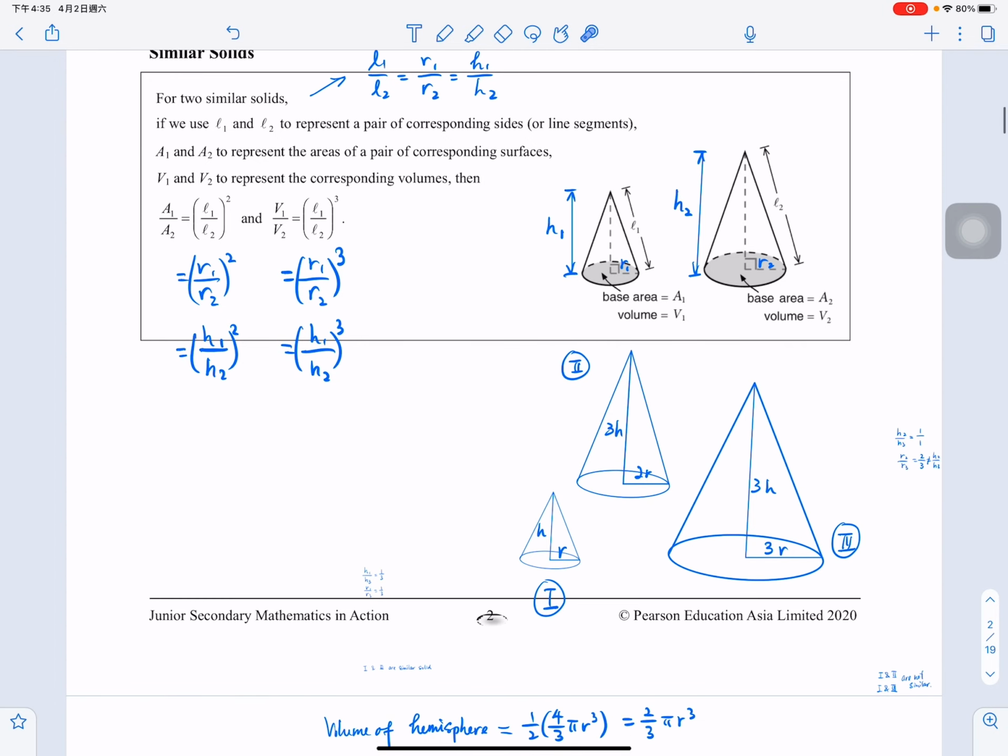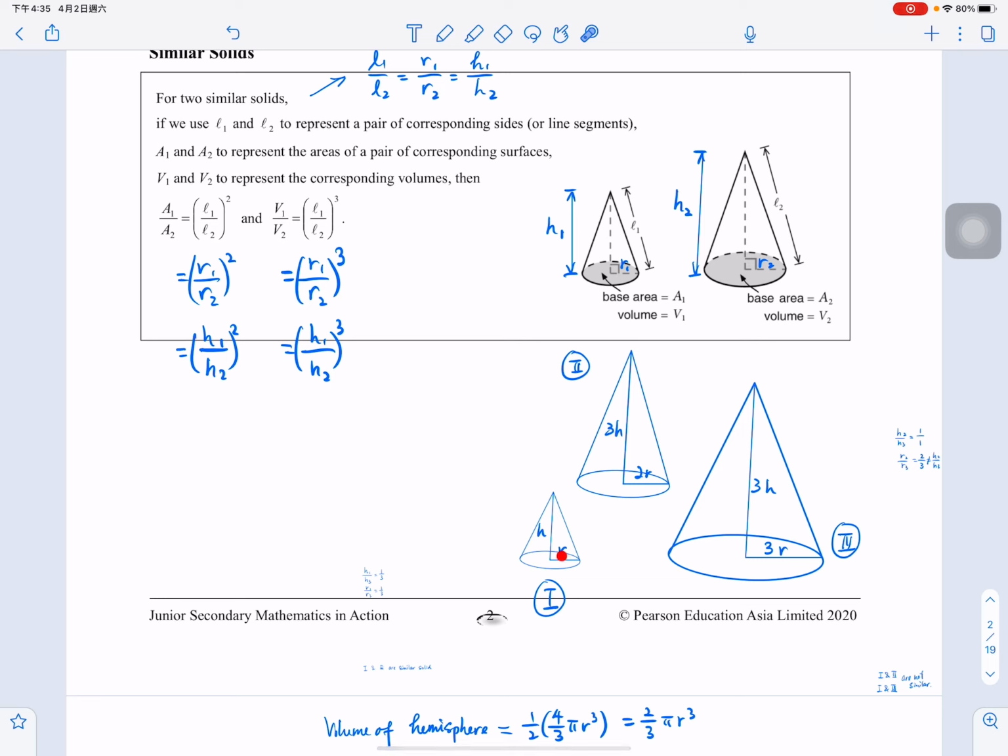Okay, now we have these 3 solids. All are circular cones. However, they are not all similar solids. Have a look. For example, number 1 and number 2, the first and the second circular cone, are they similar? Or how about number 2 and number 3? Are they similar? How about number 1 and number 3? Are they similar? Let's have a look at 1 and 3 first.